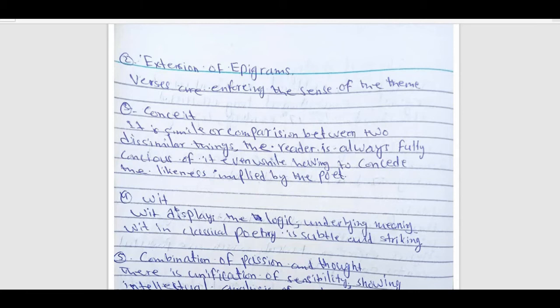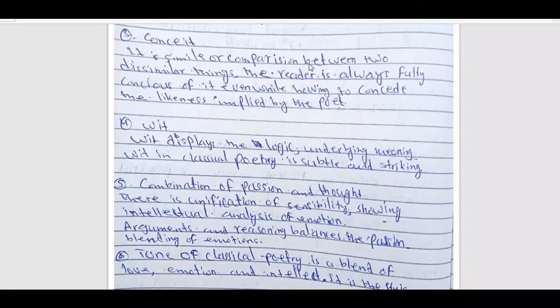And the third one is the conceit. So conceit, what is conceit? It is the simile, or you can say a comparison between two dissimilar things, and the reader is fully conscious of it, even while having the conceit, of the likeness implied by the poet.